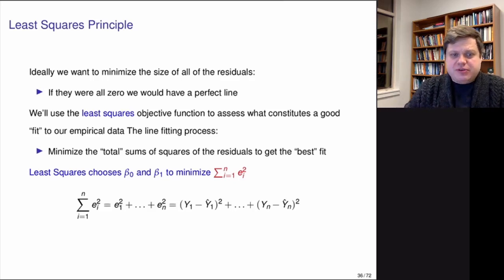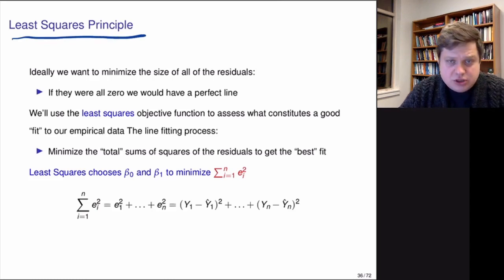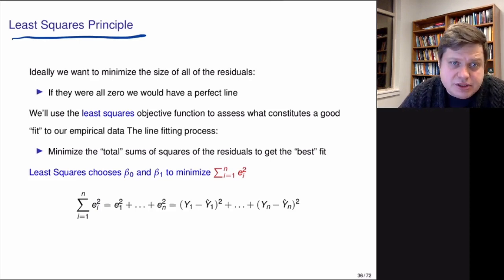We briefly mentioned before that the way we find the best line, the best fit to the dataset, is by minimizing the total error associated with the model. And this principle is called the least squares principle, and it is just what it says. The principle says in order to find the best model, you have to find the line that minimizes those squared errors. Ideally, we want to minimize the size of all of the residuals.